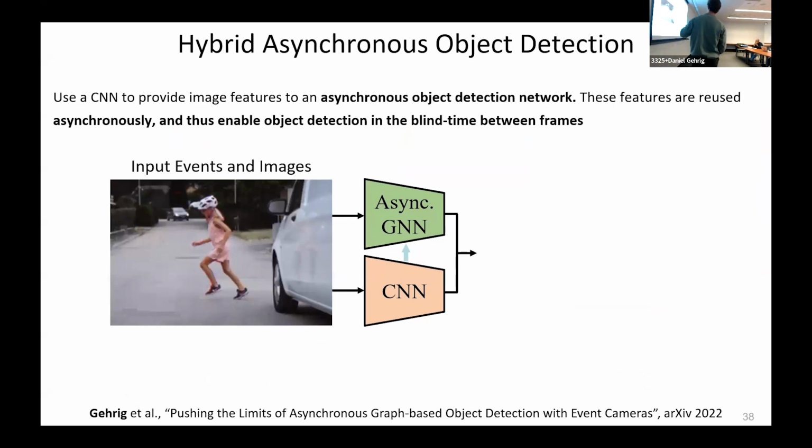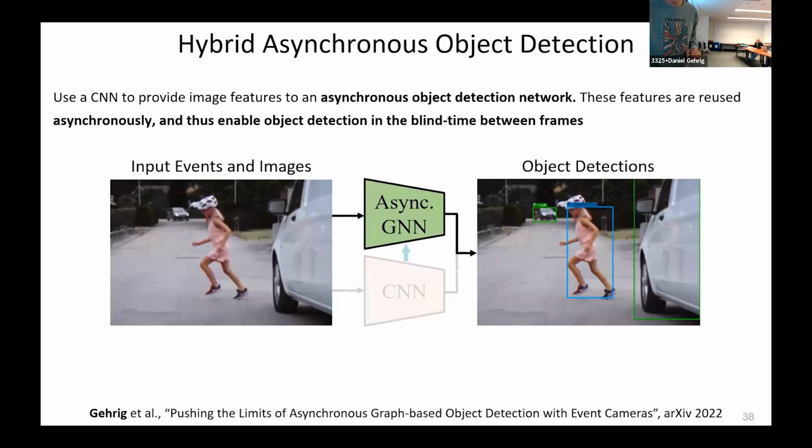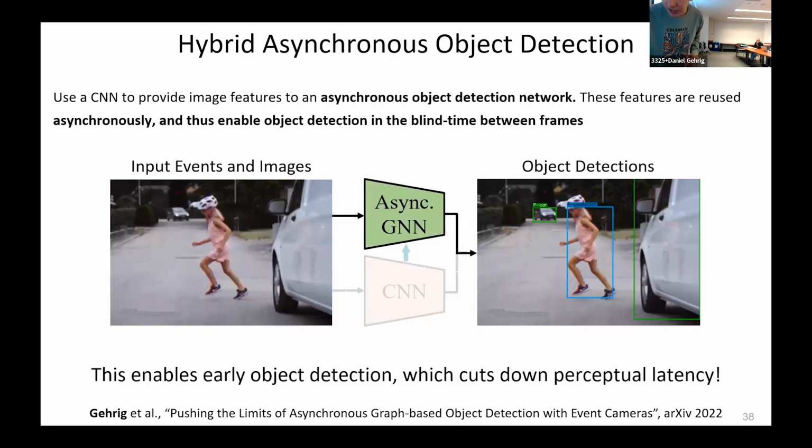Here you see a neural network that combines an asynchronous graph neural network that processes events with the standard CNN that processes the images. In its operation, it uses the image to generate object detections, even for static objects, like for example on the right, and then it uses the events generated.